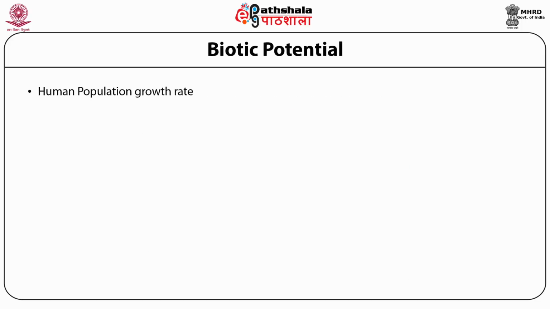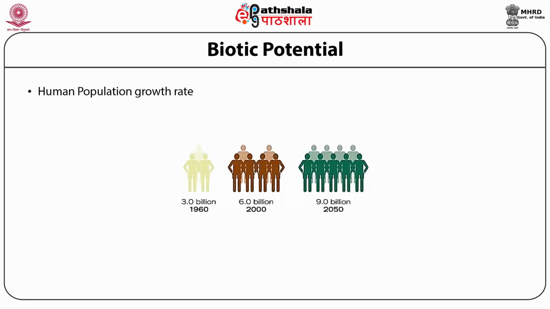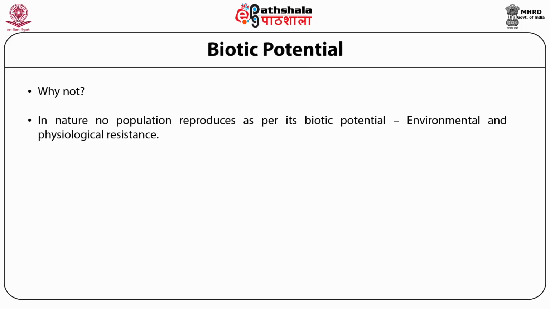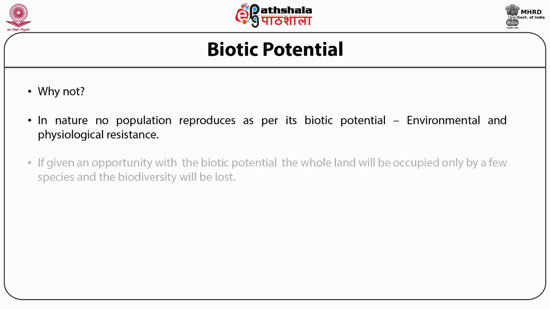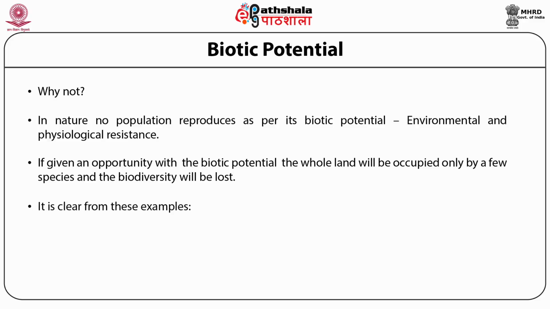Similarly, in case of human population also, there is a tendency to grow exponentially. As you can see in this figure, there is a rapid increase in the population from 3 billion to 9 billion. In nature, no population reproduces as per its biotic potential due to the environmental and physiological resistance. Because if given an opportunity with the biotic potential, the whole land will be occupied only by a few species and the biodiversity will be lost from the biosphere, as it is clear from these examples.